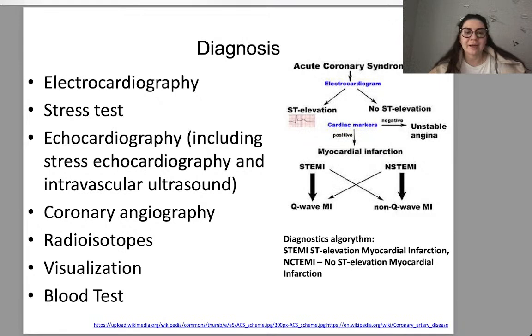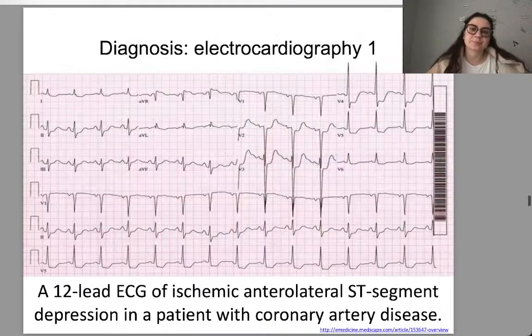Moreover, we can use radioisotopes and other types of visualization, and we use laboratory studies. Here the most important are different blood tests.